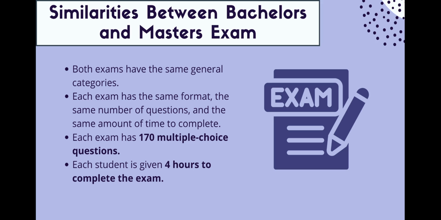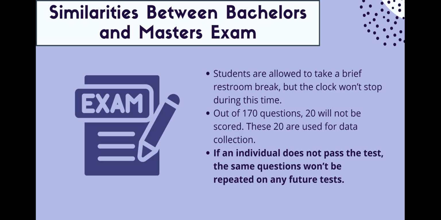So let's recap some similarities and differences between the bachelor's and master's exams. So first, similarities. Similar general categories, as you heard as I described those four major sections on each. The exam also has the same format. It has, of course, 170 questions, as we mentioned before, that are multiple choice, and you have 4 hours to complete either exam. Out of those 170 questions, 20 will not be scored. You don't know which 20 those are, but that's just purely for data collection. So 170 questions, 20 are not scored on your exam.